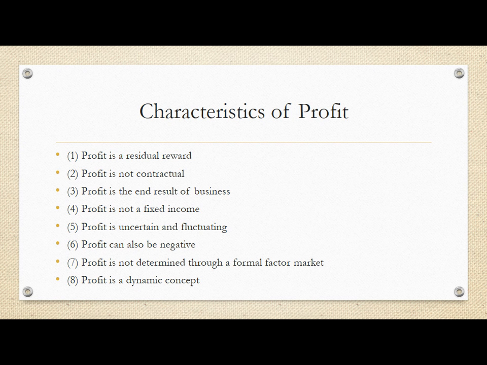Seventh, profit is not determined through a formal factor market. All the other factors are determined in a formal factor market. For instance, rent is determined in the land market, wages in the labor market, interest in the capital market. There is no such formal entrepreneurial market for determination of profit.